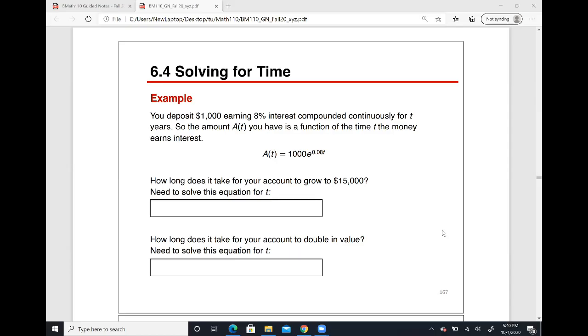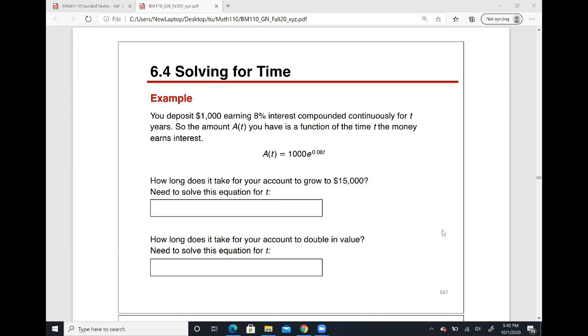Hi everyone. So today I want to talk about section 6.4, chapter 6, Math 110. In this chapter, we're going to be solving for time in the interest problems.